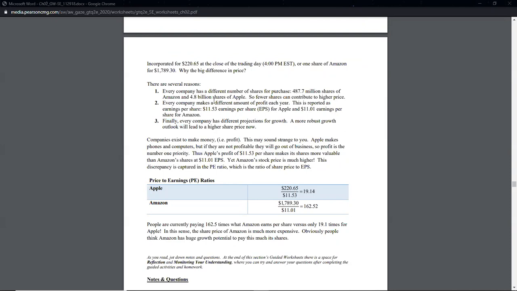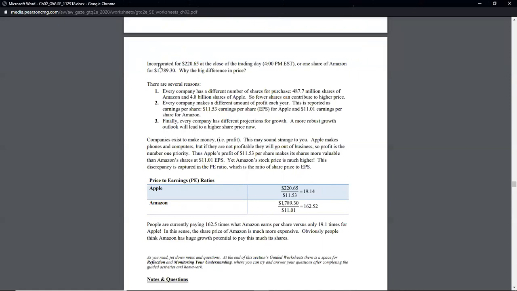So we take the price per share, which they said down, I thought they had it up. Yes, they do. They have it up here at $220.65 for Apple. And then we're going to divide it by its earnings per share, which was $11.53. You can see that done right here. You would just jam those in a calculator and you'd get 19.